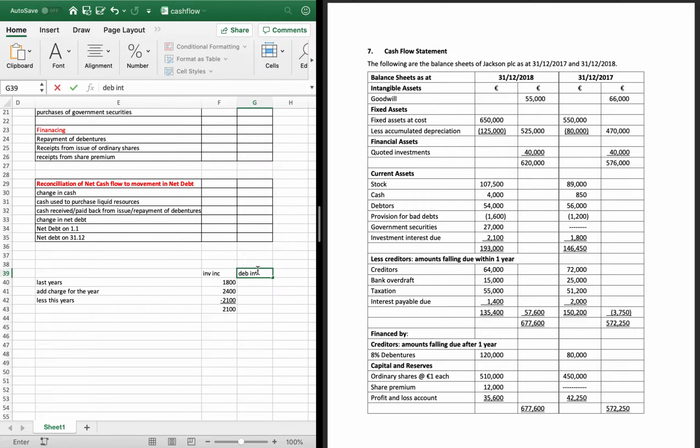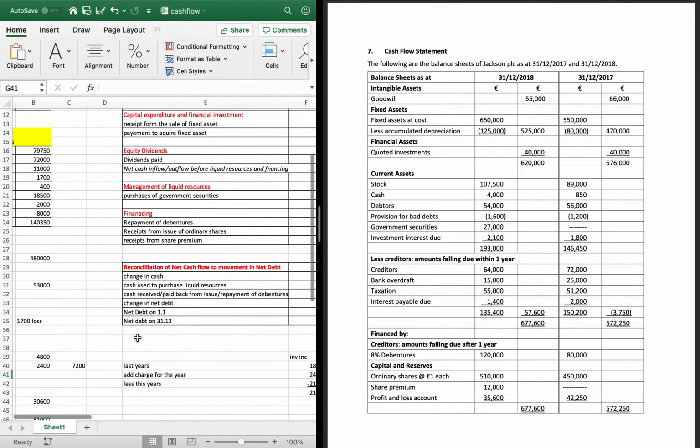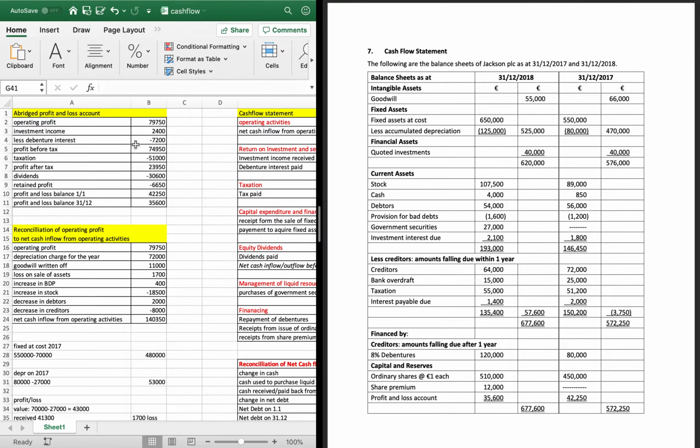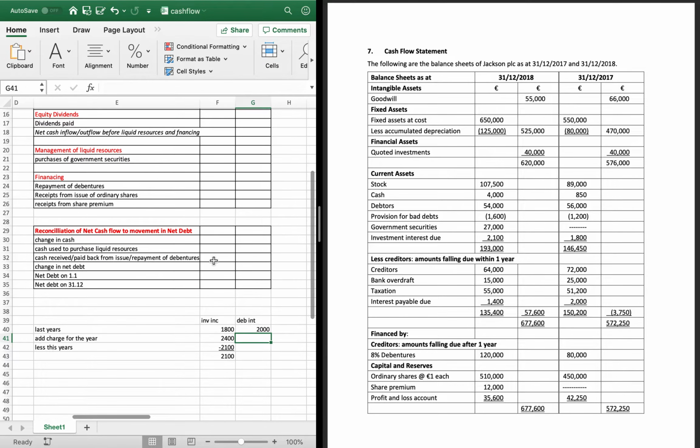For debenture interest, that'll be a current liability. We owed 2,000 euros at the end of last year. Our bill for the year is our answer from up here, 7,200. And then less this year, what do we owe at the end of the year? Well, we still owe 1,400. So if we paid off everything that we'd owed, our payment would be 9,200. But at the end of the year, we still owe 1,400. So we take that away, and that gives us the amount we actually have paid over the course of the year of 7,800.